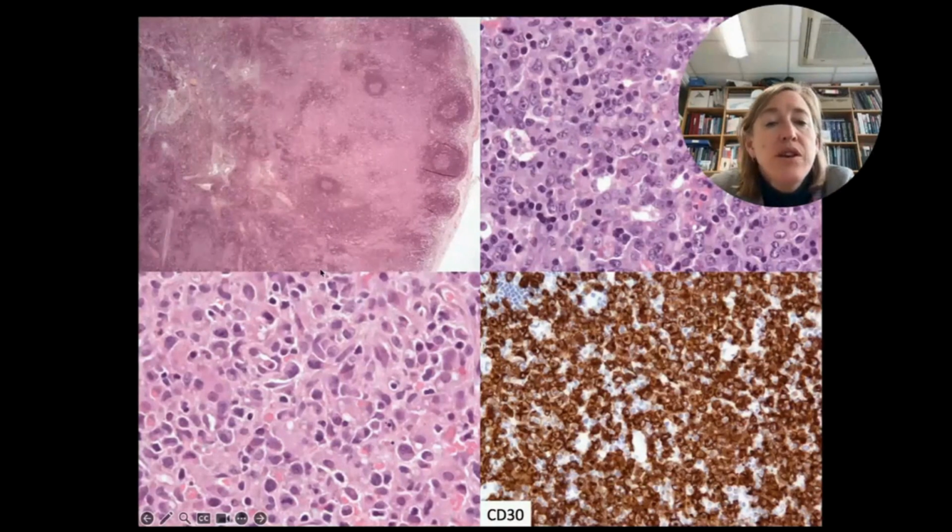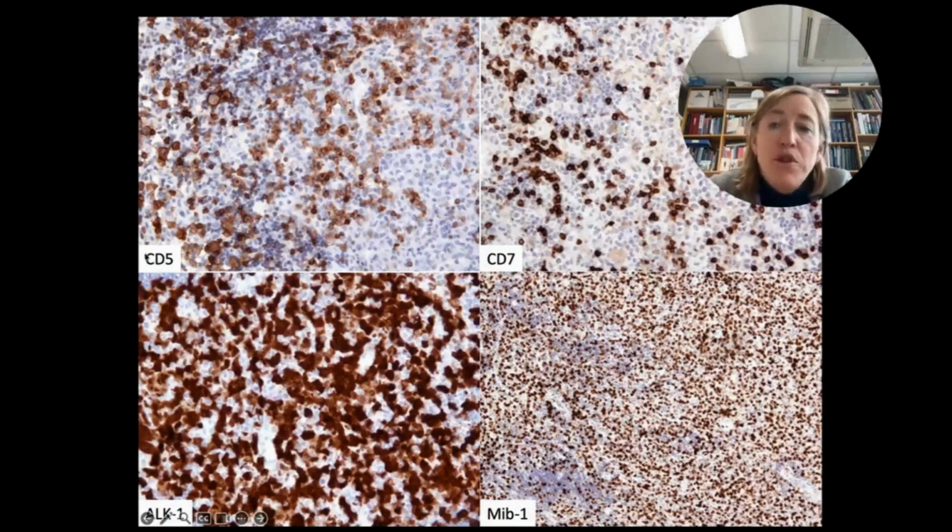Here's the CD30 stain. It's very strong. And in this particular case, there was ALK1 positivity, so there was a translocation, while there was significant loss of other T cell markers and a very high proliferation index. So that's a fairly characteristic anaplastic large cell lymphoma.